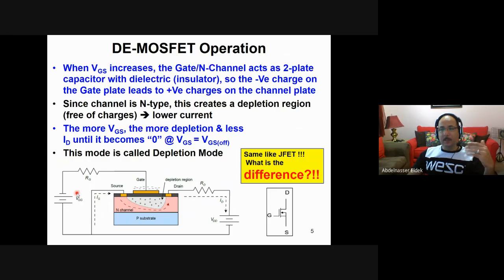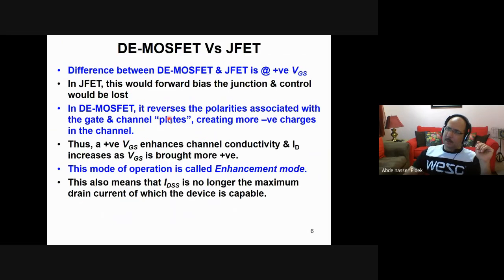Okay, so here this works whether it is negative or positive. If it is positive, you can even enhance or increase the drain current, ID. If it is negative, you can control it. You can decrease it until you stop it completely. So this is the main difference between the DE MOSFET and the JFET. So let's see if this is what is written here. The difference between DE MOSFET and JFET is the positive VGS. In JFET, this would forward bias the source-gate junction, and you will lose the control over the JFET.